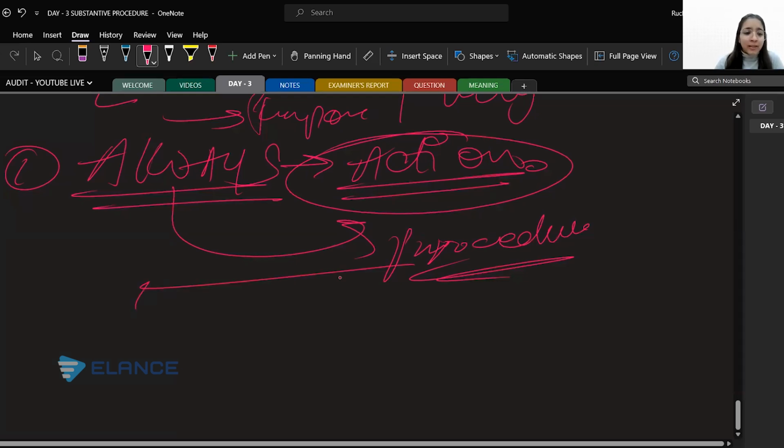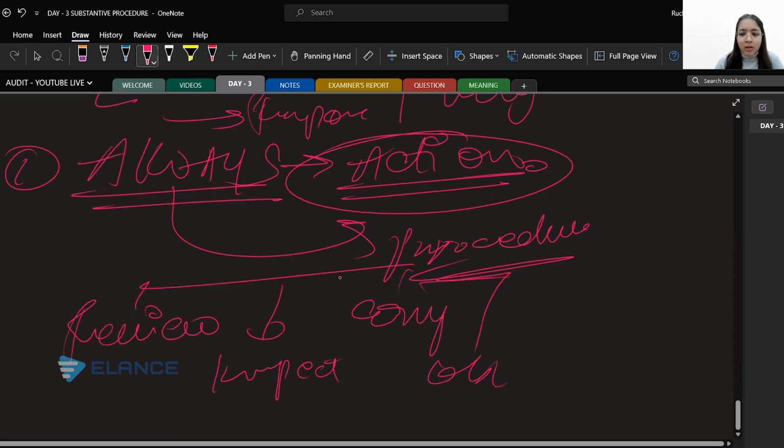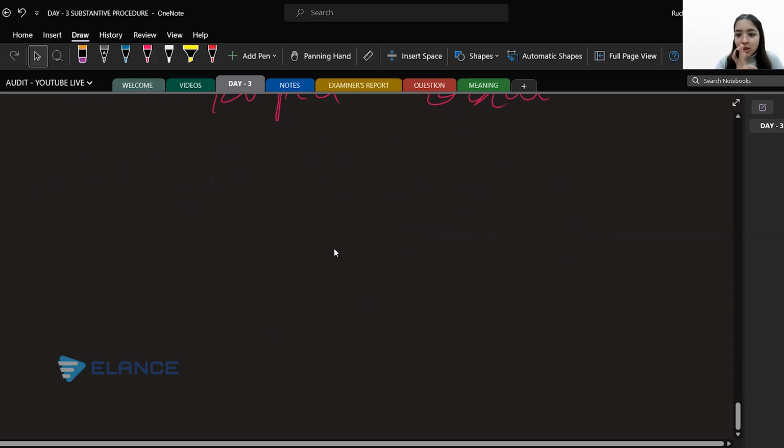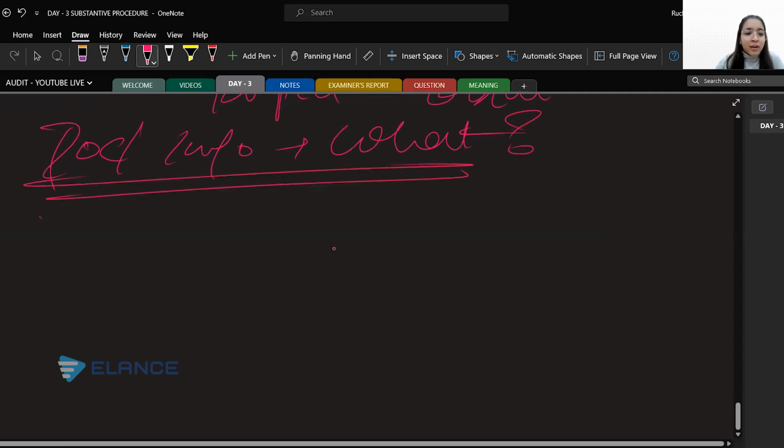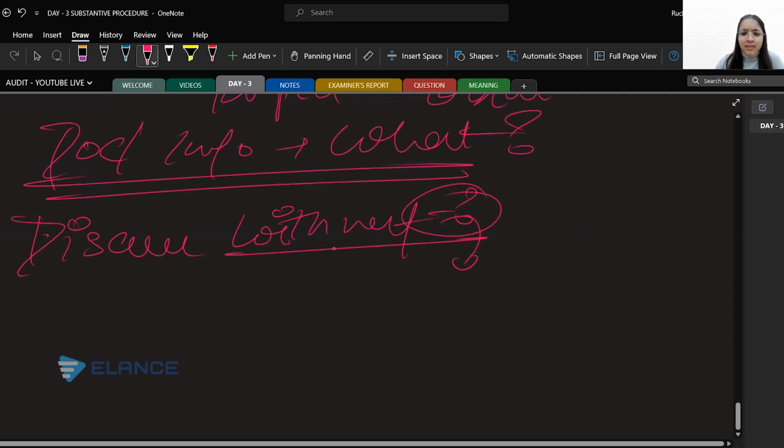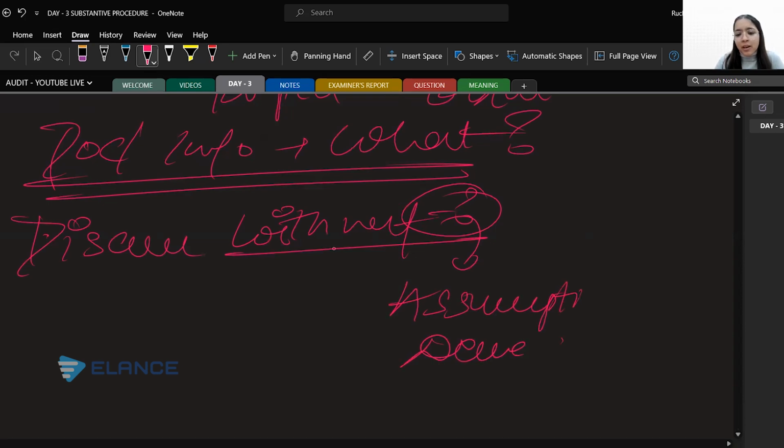What actions can I write, guys, quickly? Review, inspect, compare, obtain, observe. So everybody knows procedure, right? Every time you need to start your answer with the action. Then comes the document, information, which is answering what? Let's say you write discuss with management. What needs to be discussed? Discuss the reasonableness, discuss the assumptions, or you can say development key ideas.